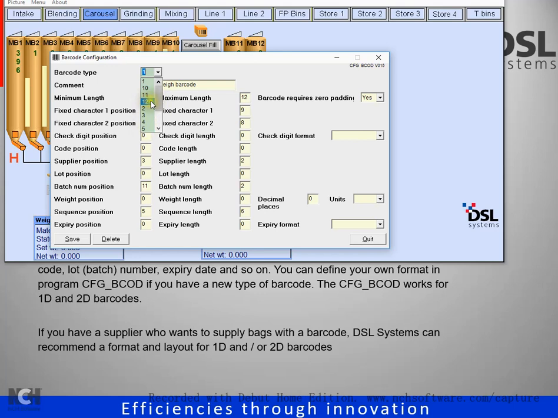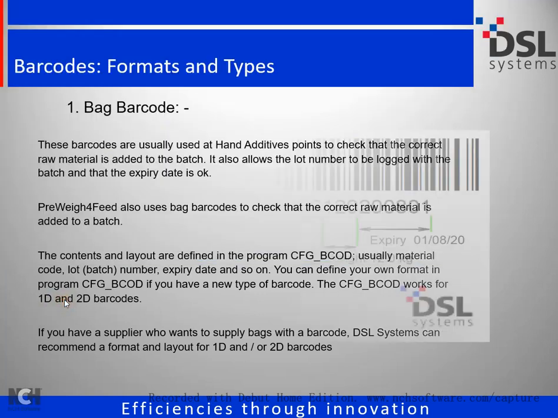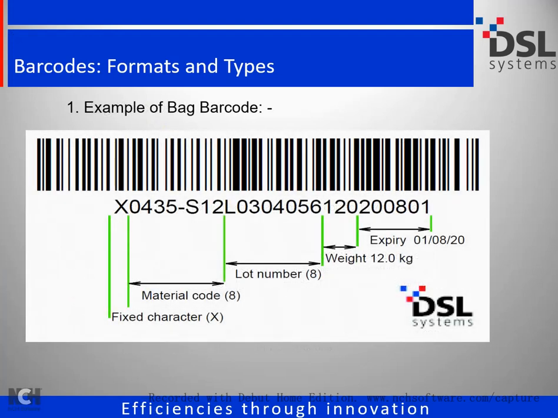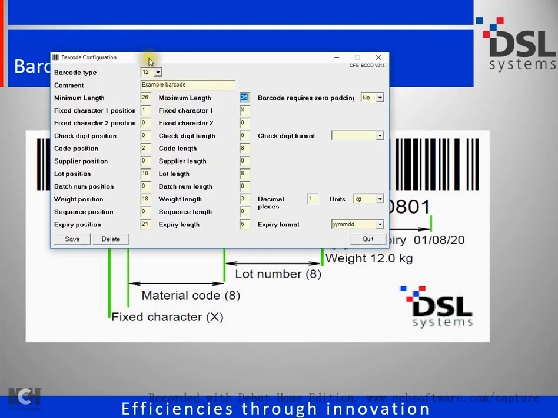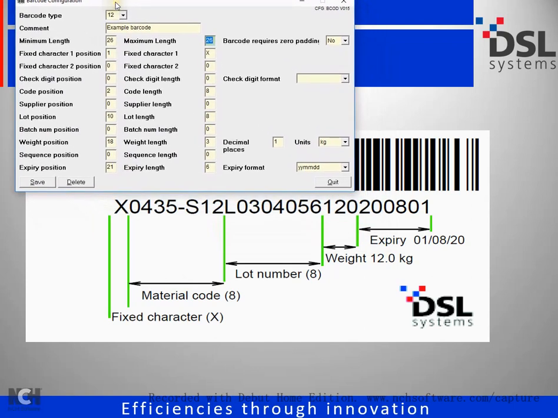I've specified an example one here, type 12. It's 26 characters long, and we'll go through some of the other information there in a moment. So if I go on to the next page here, this is one which I have specified and given as an example. So it's 26 characters long because it's got a minimum and maximum of 26. There's a fixed character in position 1 which is always an X, and here is our X. So the material code starts at position 2 and it's 8 characters long. So here we are, that's the material code.